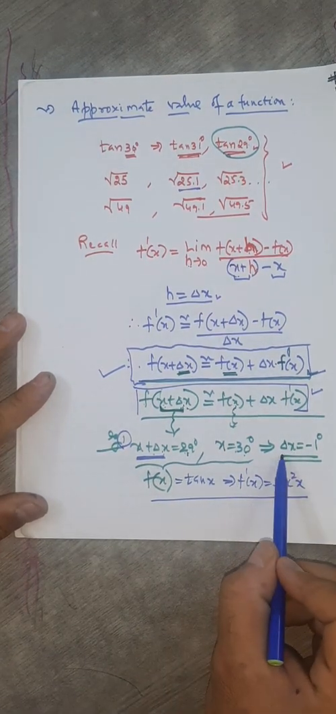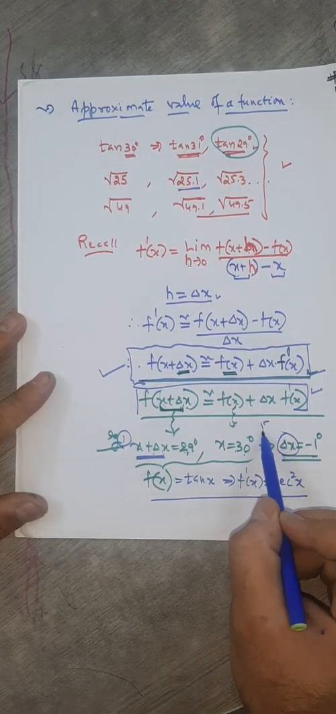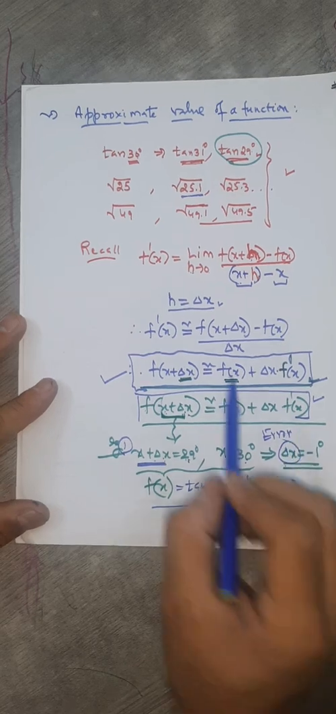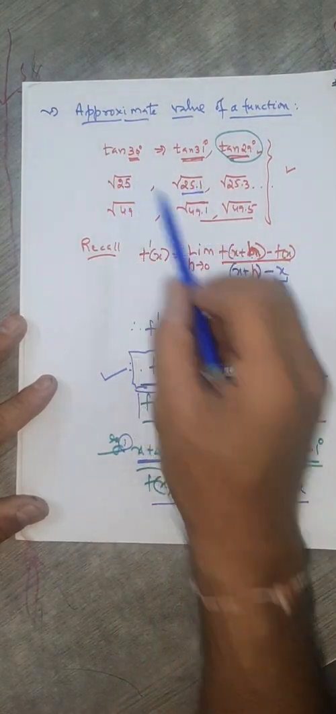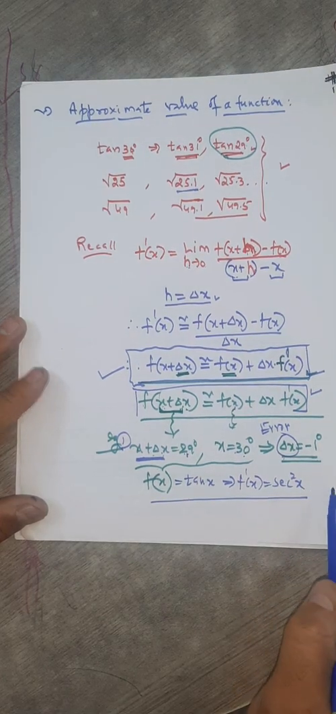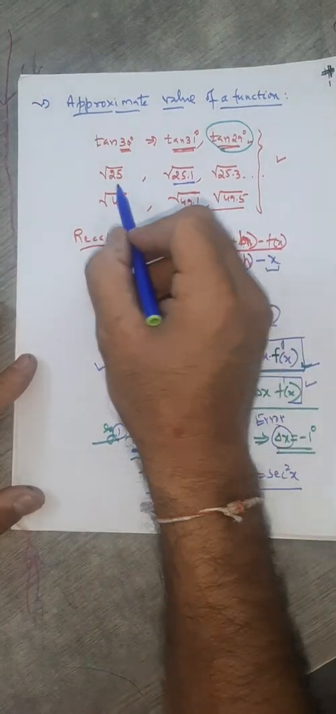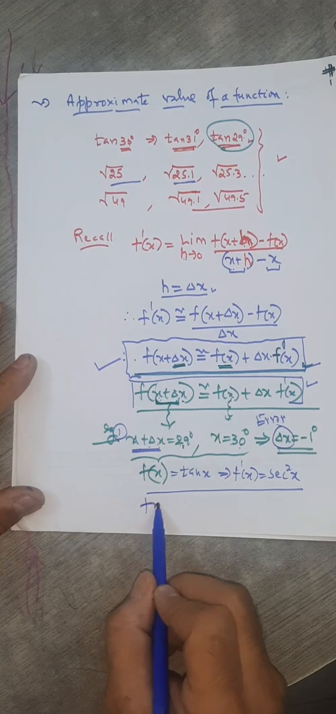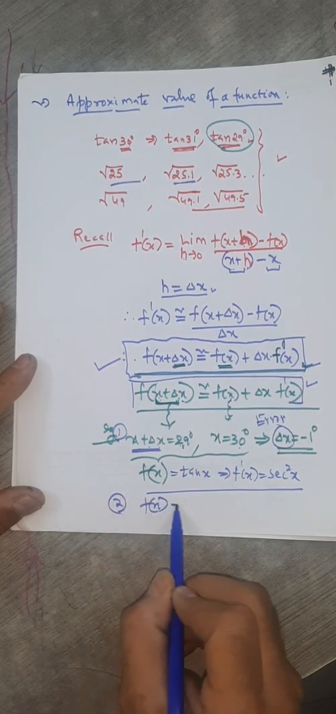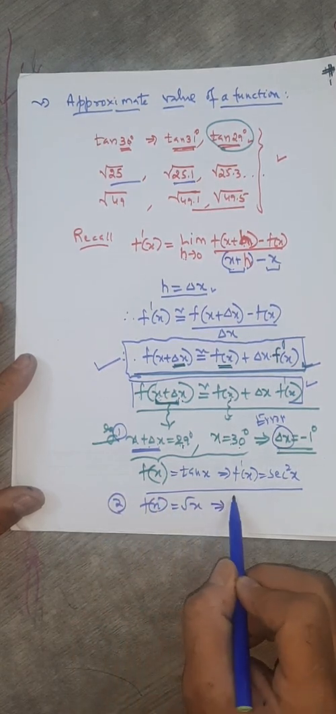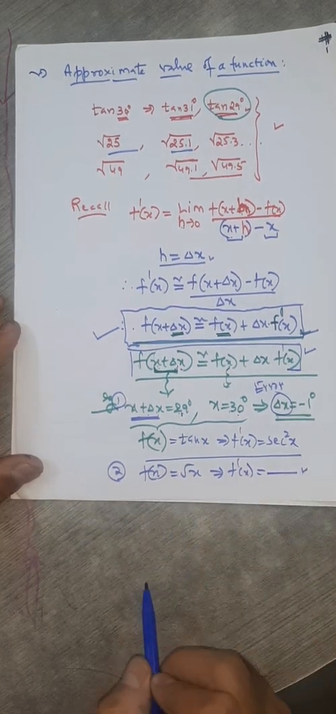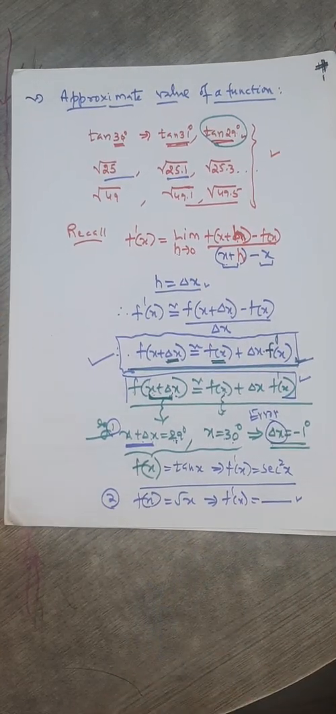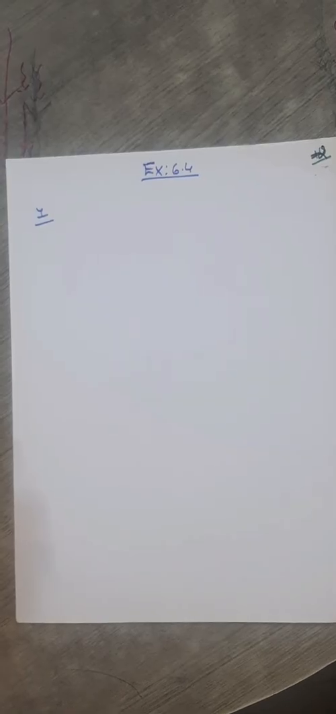What is your error? This is called error actually. What is your error here? That is 25.1 minus 25. So 0.1 is your error. And what is your function? If I'm doing this, then my function will be root x. And you can write its derivative, 1 upon 2 root x. Fine? That's what we want to do in the next exercise.